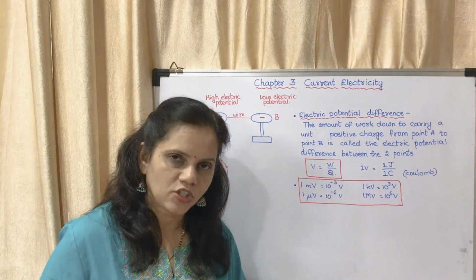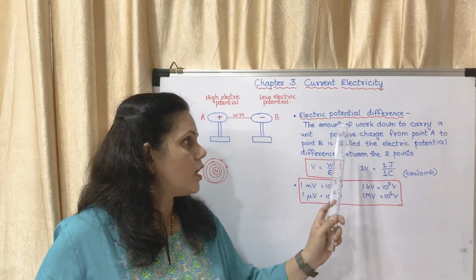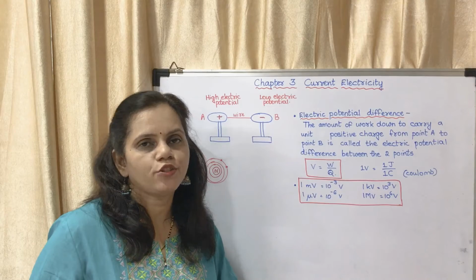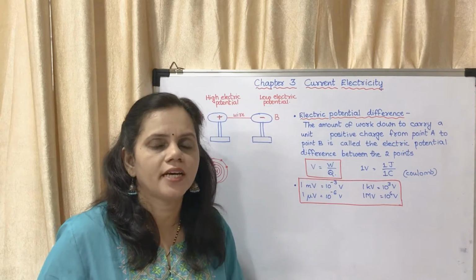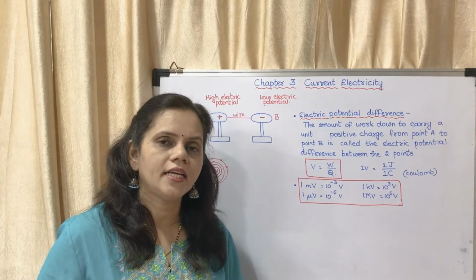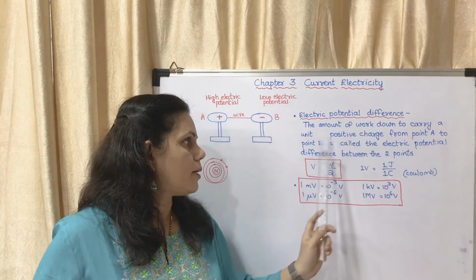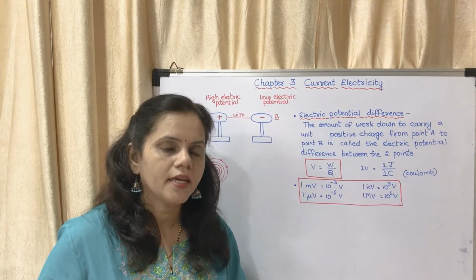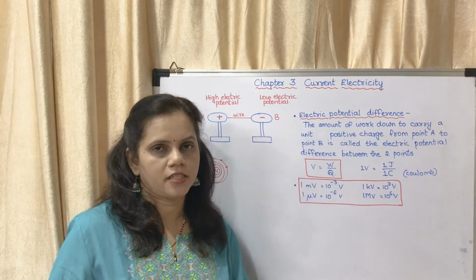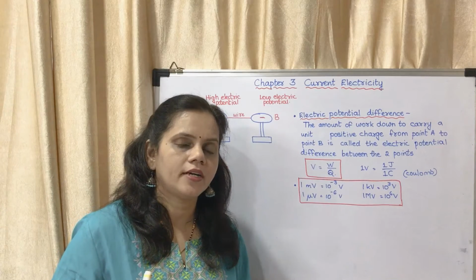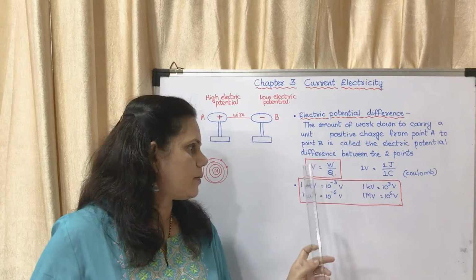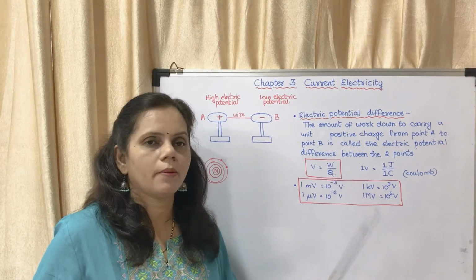So some work has to be done to move a unit positive charge, one positive charge, from A to B. A and B are any two points. Okay, so the amount of work done to carry a unit positive charge from point A to point B is called the electric potential difference between the two points. Okay, it is very important. The definition is very important. What is the equation? The equation is V is equal to W upon Q.